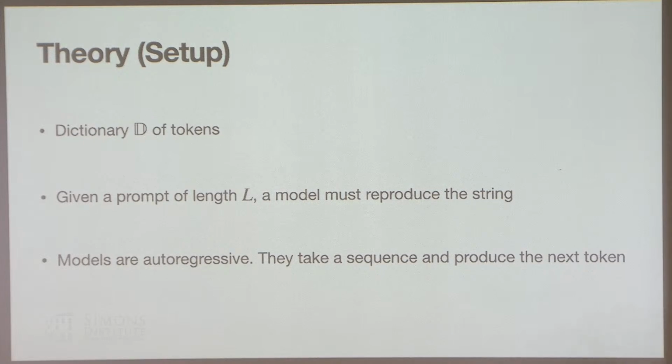So we have a fixed dictionary of tokens. We're given a prompt, a sequence of length L, and we need to just reproduce the sequence of N tokens. And we're going to do this autoregressively. So each iteration, the model is generating the next token, and this way we want to just reproduce the sequence of inputs.